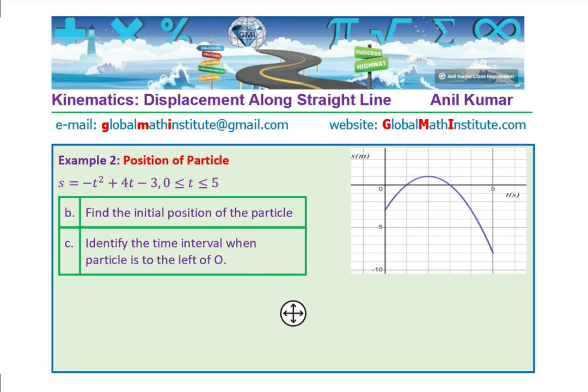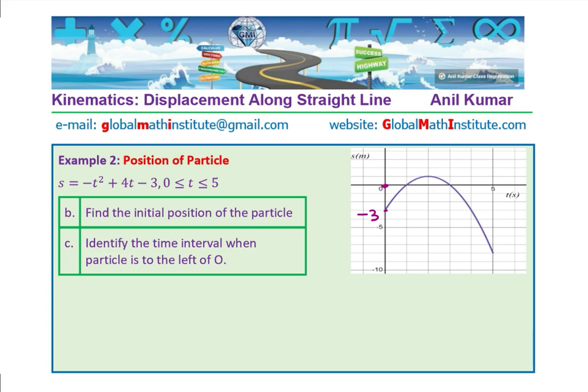Now let's look into the other part, which is to find the initial position of the particle and identify the time interval when the particle is to the left of O. So the particle started at O. So at t equals 0, but the particle's reference displacement is from the origin O, right? So displacement is from origin O. When the particle started, it was minus 3 units to the left. You see that. So it says, find the initial position of the particle.